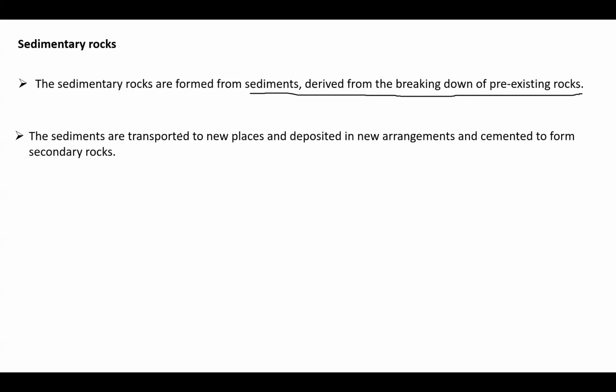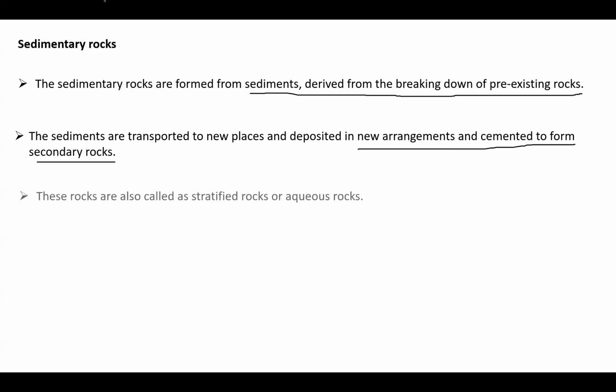The sediments are transported to new places, deposited in new arrangements and cemented to form secondary rocks. The pre-existing rocks are the igneous rocks. Due to the effect of various transport agents like water, these materials are deposited into another new area, arranged and cemented. Due to this transportation, new arrangement and cementation, the sedimentary rocks are formed. These rocks are classified as stratified rocks or aqueous rocks because they are all transported through water.